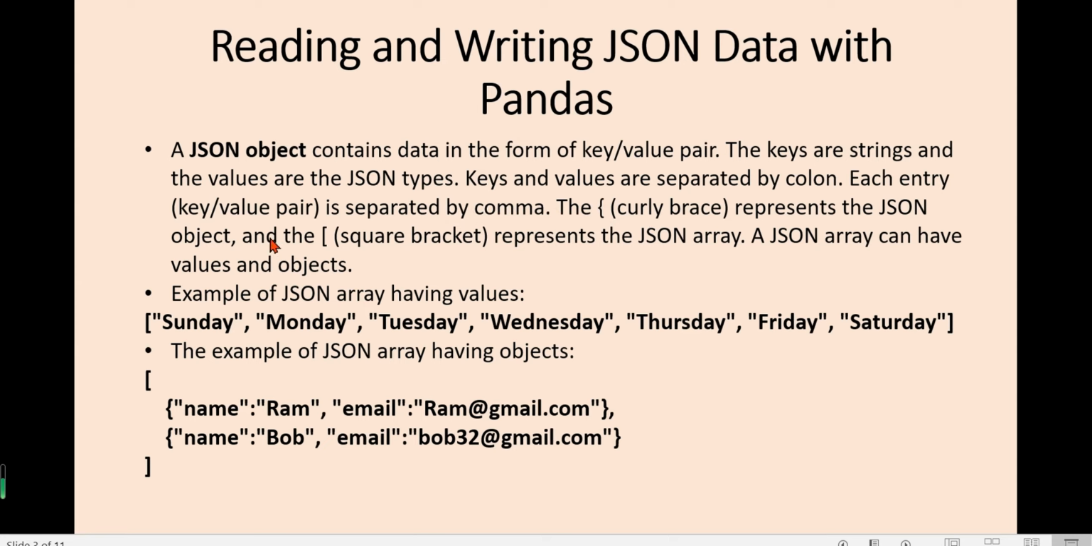Each key-value pair is separated by a comma, and the curly brace represents the JSON object, and the square bracket represents the JSON array. A JSON array can have values and objects. This example of a JSON array has values like a Python array, only values in the brackets. And this example is for the JSON object. You can see an object array inside the brackets. There are two objects. For each object, there are name and email keys, and the values correspondingly.